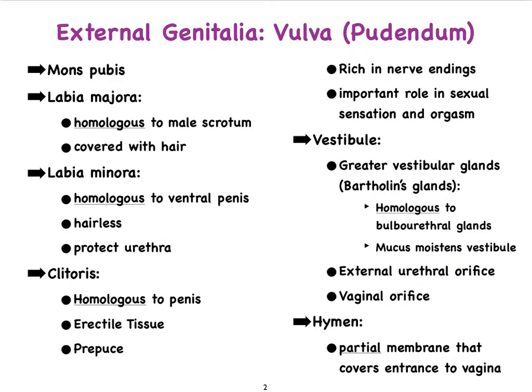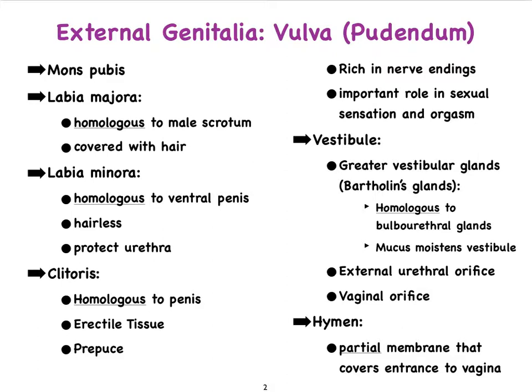The external genitalia of the female can collectively be referred to as the vulva or the pudendum. And they include the mons pubis, the labia majora, labia minora, clitoris, all structures we have already pointed out on the previous diagram. And then we'll also add a region referred to as the vestibule, which includes the so-called greater vestibular glands or Bartholin's glands, mucus-secreting glands, the urethral, as well as the vaginal orifice. And finally, even though the hymen is located somewhat internally as it covers the entrance to the vagina, we tend to lump it together with the external genitalia.